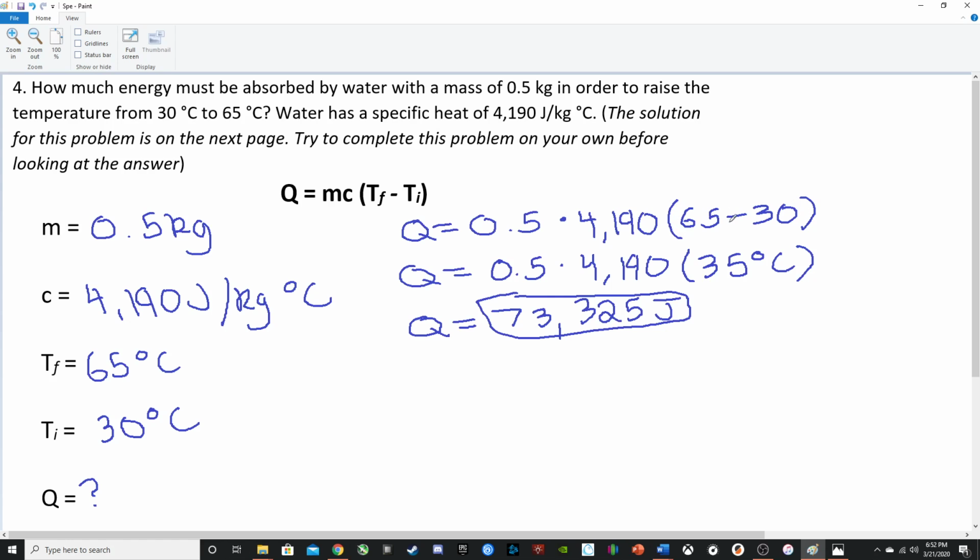And not a bad idea to do this subtraction here first. Do 65 minus 30. That is something I recommend you do once you plug it in to the equation. I recommend that you do this first every single time, and just to make sure that you don't have any calculator errors, it's a good idea to do this as well.